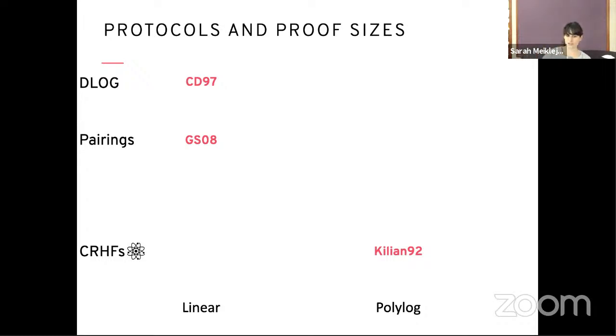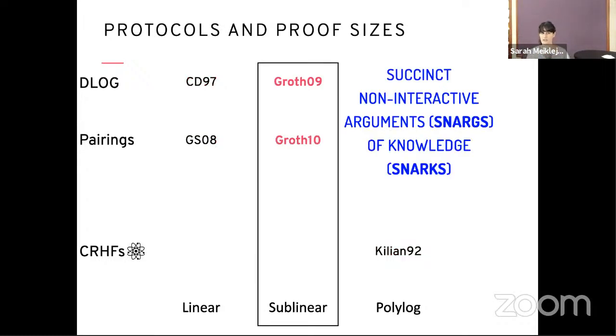So this all changed with a breakthrough result by Jens Groth in 2009, in which he showed how to construct a succinct non-interactive argument, I think it's just an argument, and then later followed up with arguments of knowledge. And this is abbreviated a SNARK or a SNARG. And so the real breakthrough here was that these were actually practical proofs whose size was actually sublinear in the size of the witness. And so that's what makes these proofs succinct.